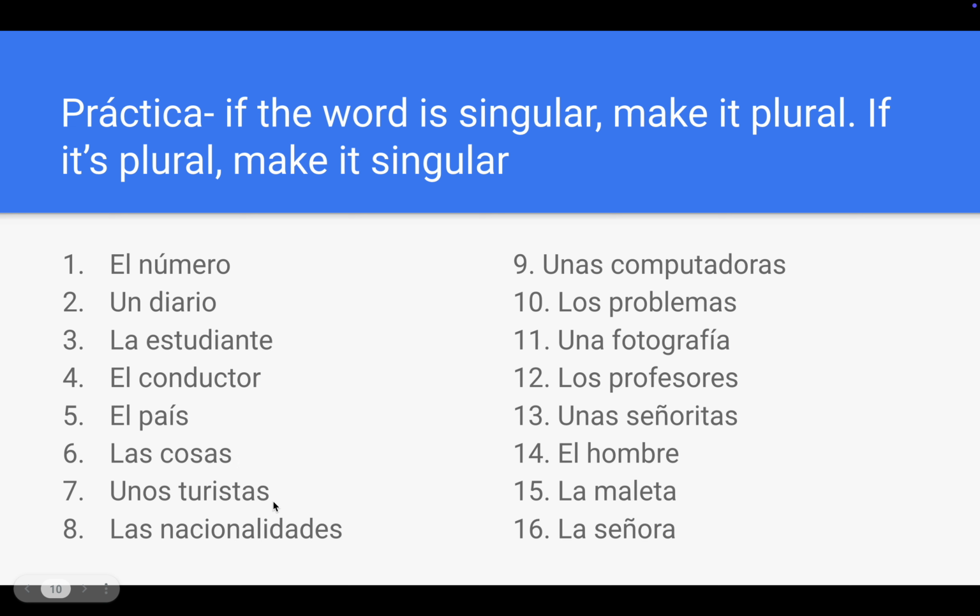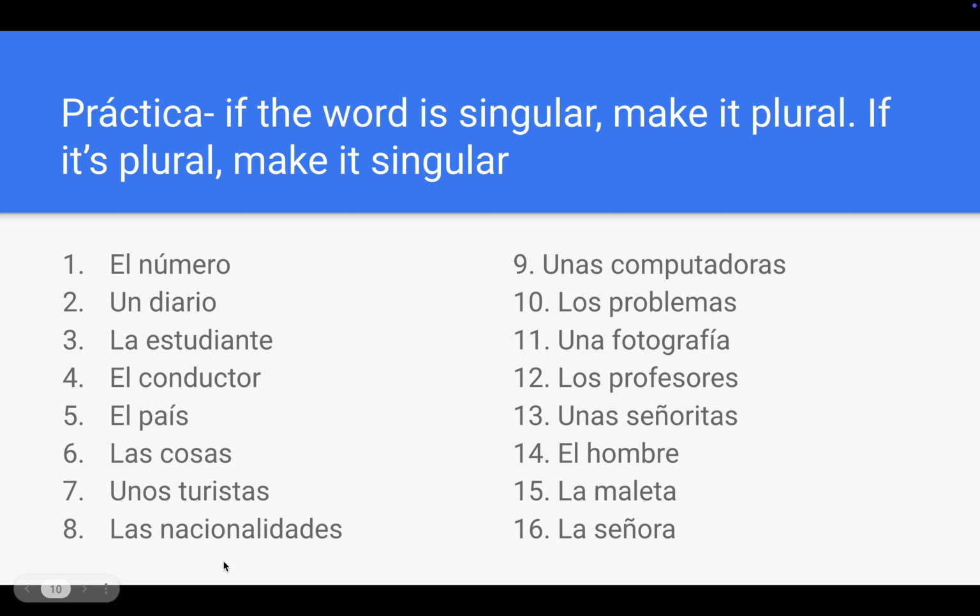Number 7, we're making this one singular, and to make this singular, it's going to be un turista. Turista is one of those words that has an ista ending, so it could be masculine or feminine. Here, we know it's masculine because unos is masculine, and so that's telling us that this is a group of tourists, probably a mix of male-female. But when we make it singular, we're going to keep it masculine. So the singular version of unos is un turista.